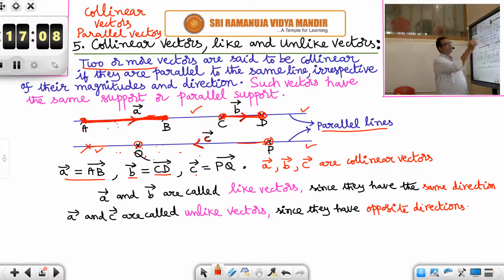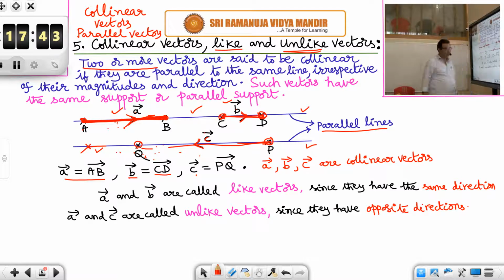And remember that in collinear vectors there are two types, like vectors and unlike vectors. Here a bar and b bar are like vectors because the arrow is from left to right for a bar, b bar also arrow from left to right. They have the same direction. Therefore, they are like vectors. Whereas a bar and c bar are unlike vectors because a bar is from left to right, c bar is from right to left. Just opposite direction. Then they are called unlike vectors.